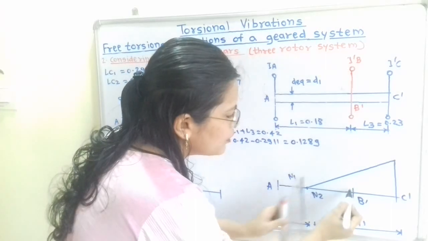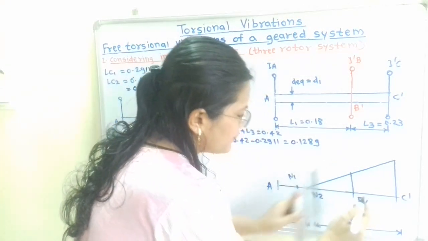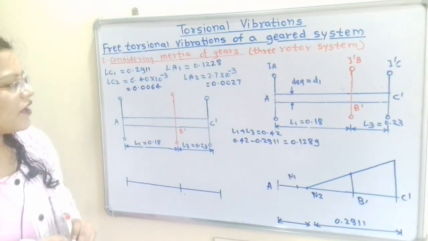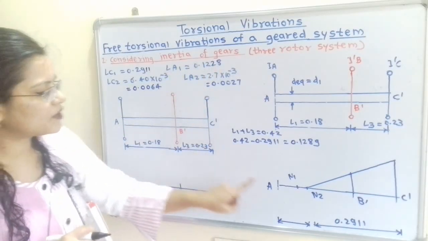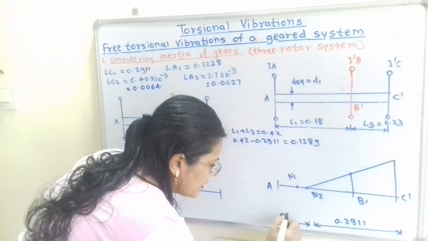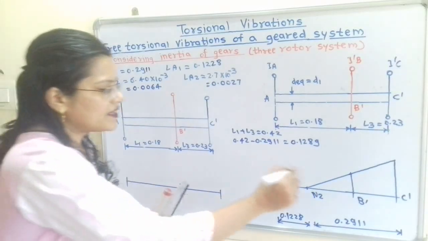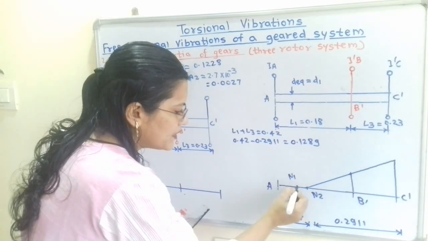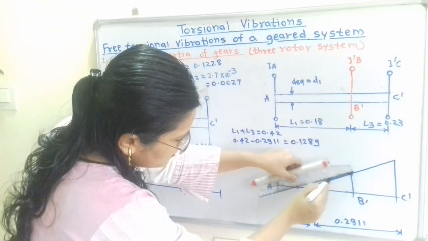So here the amplitude is also in the same direction because we have to join this line. So this is the end point of the amplitude B dash. Now again we will plot the LA1, that is the node point N1 from the rotor A. So this distance is 0.1228. So this is the node N1. Now here is the end point of B dash. So we have to join this end point of B dash and N1. So we will join this.